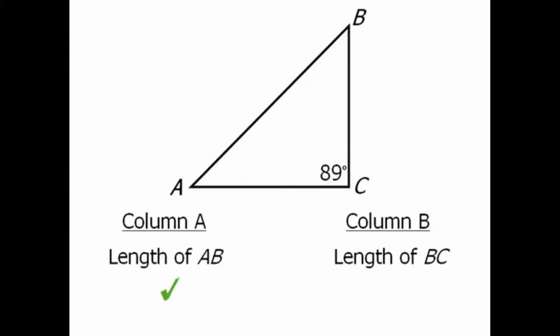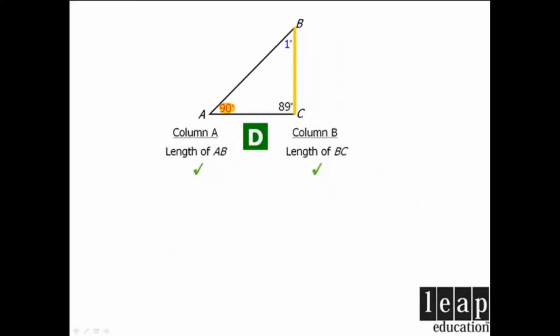However, our two missing angles could be 90 degrees and 1 degree, in which case this would be our largest angle, and BC would be the longest side. This would make column B greater than column A. So since we cannot determine which column is greater, our answer must be D.